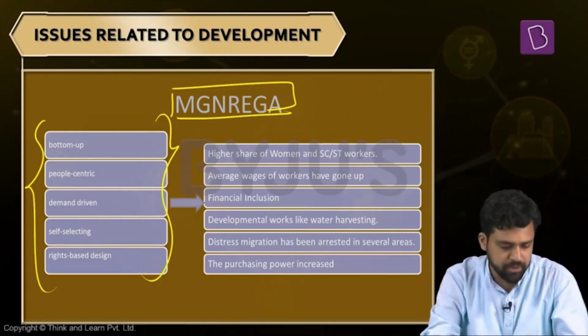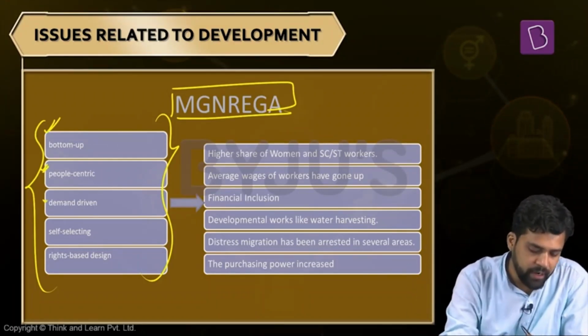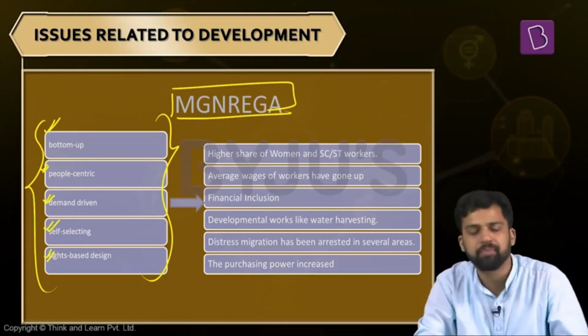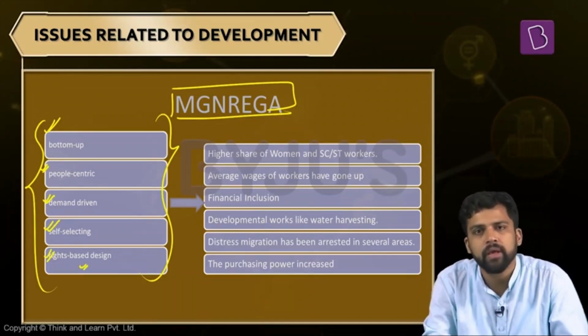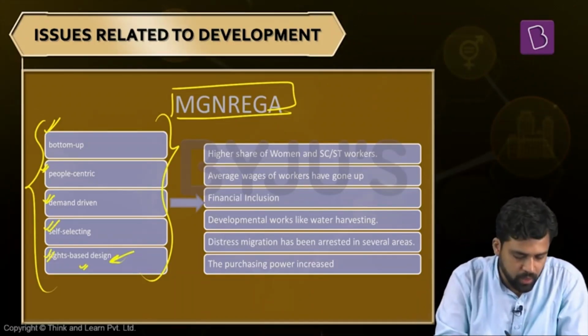But what are the objectives on which it is based? NREGA has a bottom-up approach. It is people-centric, it is demand-driven, it is self-selecting, it is a right-based design. What do we mean by this? When we say it is a right-based design, that means NREGA ensures the right to work. If an individual wants to work, he gets it. It is his right to get a job. So that is the meaning of right-based design.